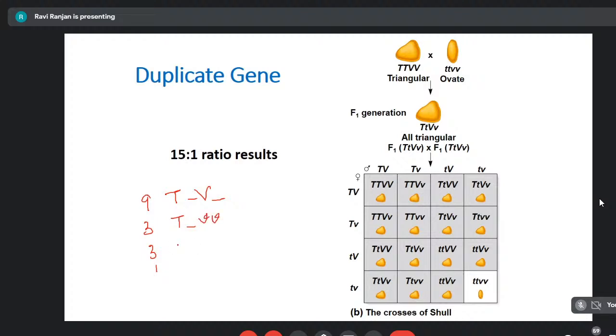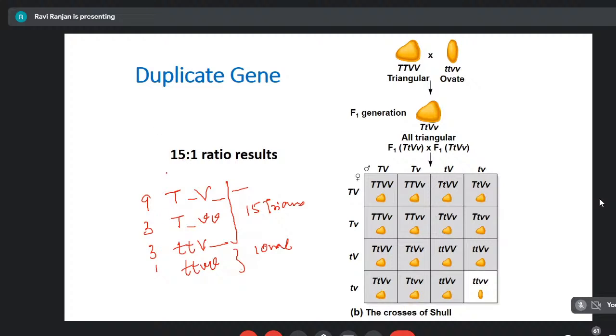It will be small t, capital V, or it will be small t, small v. So in this case, all of these will also give a triangular shape. So 9 plus 3 plus 3, that goes to 15. So you will have 15 triangular is to 1 oval. This is called 15 triangular is to 1 oval.